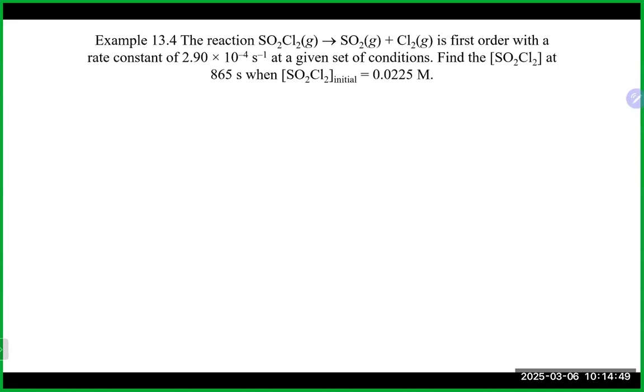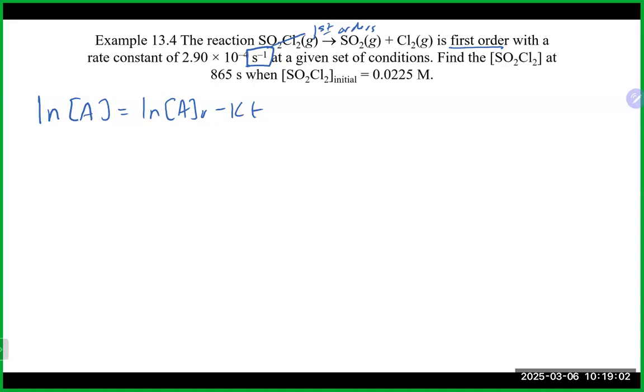The reaction here of SO2Cl2 goes to SO2 plus Cl2 is first order with a rate constant of 2.9 times 10 to the minus 4 reciprocal seconds. What is the concentration of SO2Cl2 at 865 seconds when we initially started with 0.0225 molar? They were nice enough to tell you, but if they did not tell you that it was first order, those units associated with the rate constant should tell you that. That should point you in the direction of our integrated rate law for a first order reaction.